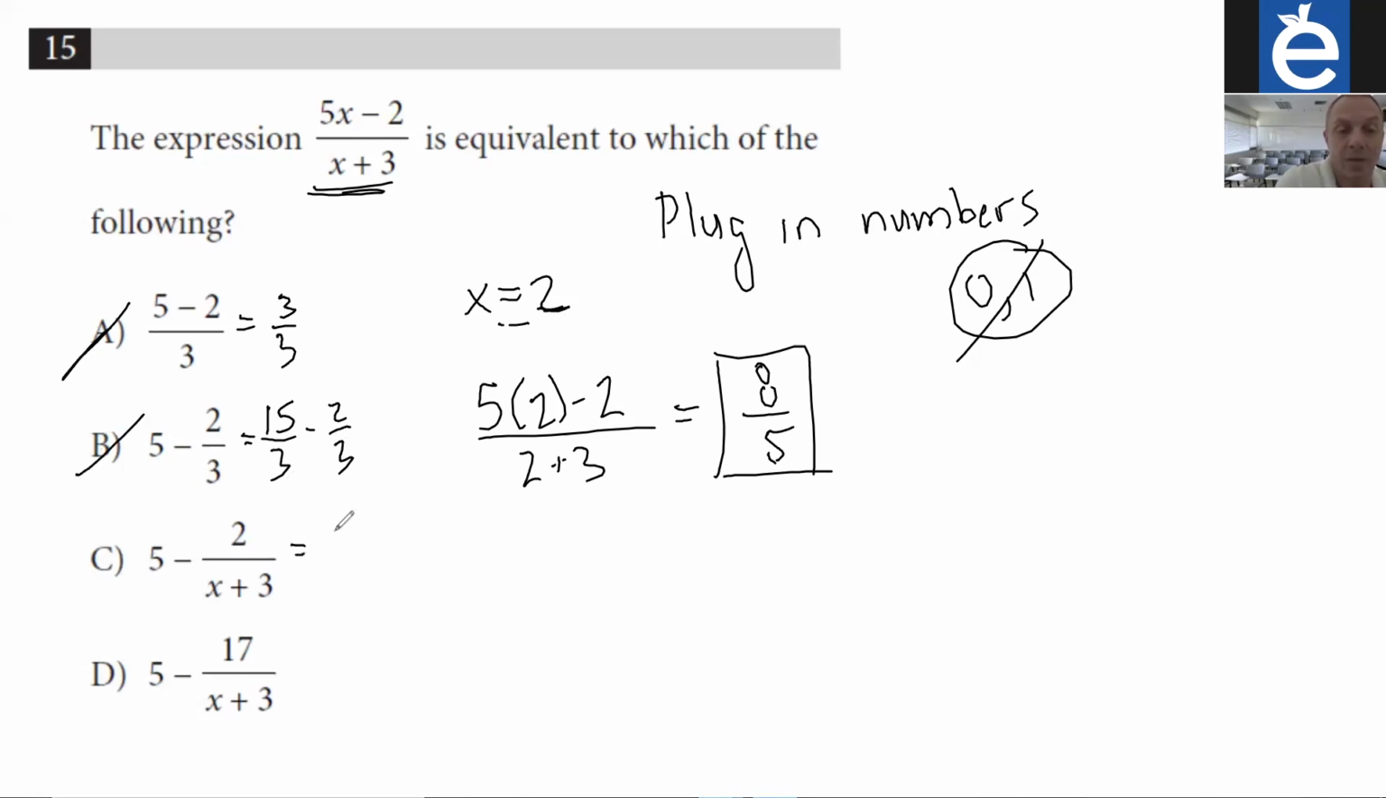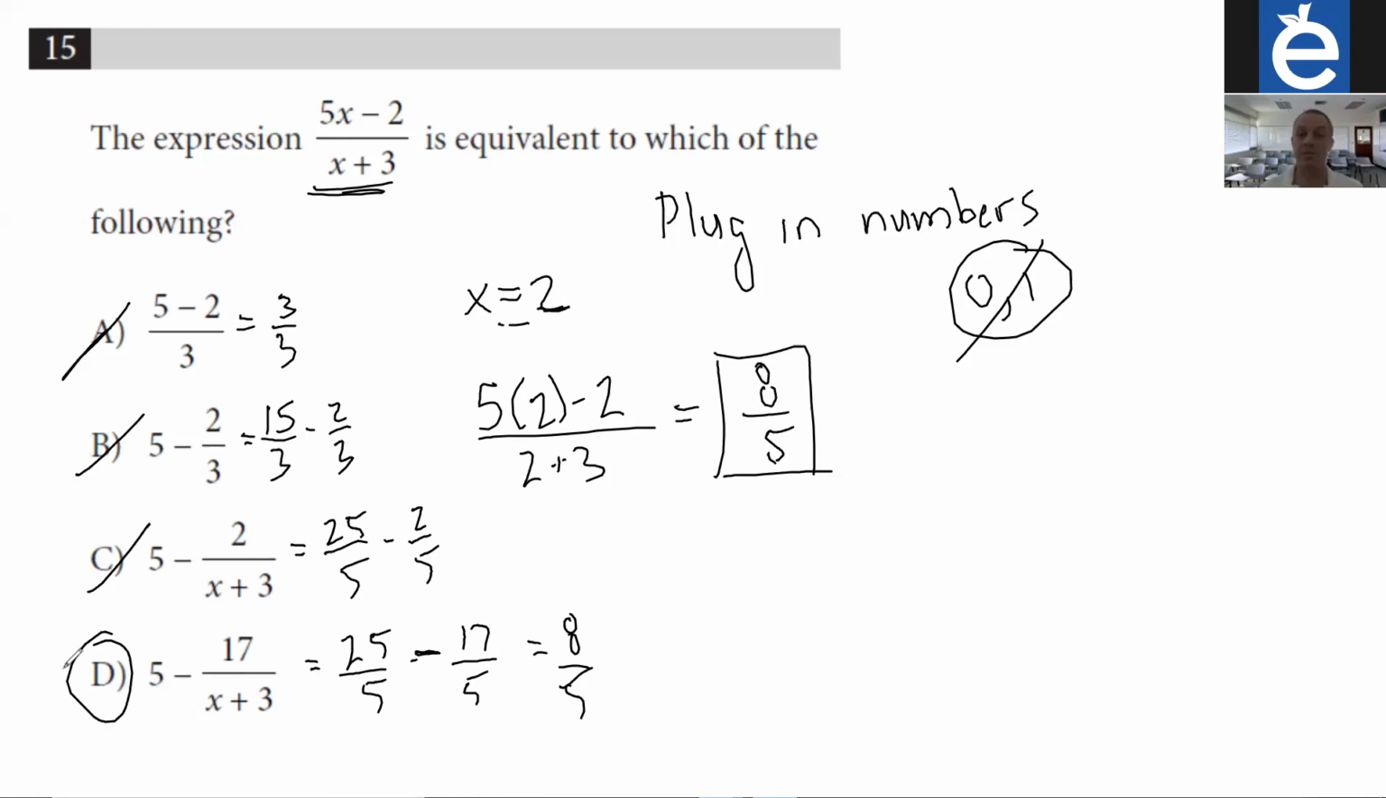C, I'm going to find a common denominator of 5. So it's 25/5 minus, I believe it's 2/5. That's 23/5. And then we get to D. I'm going to find a common denominator. This is 17 over 5. That is 8/5. That's our answer. Boom. That's called picking numbers.